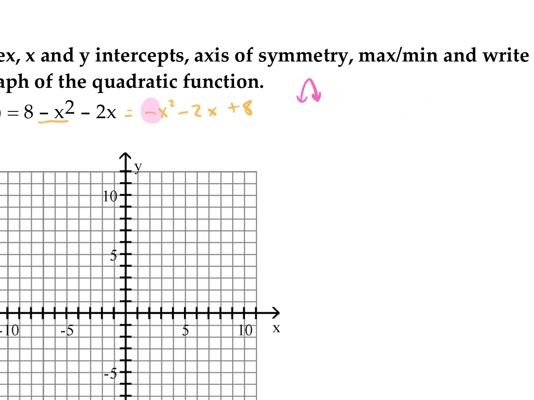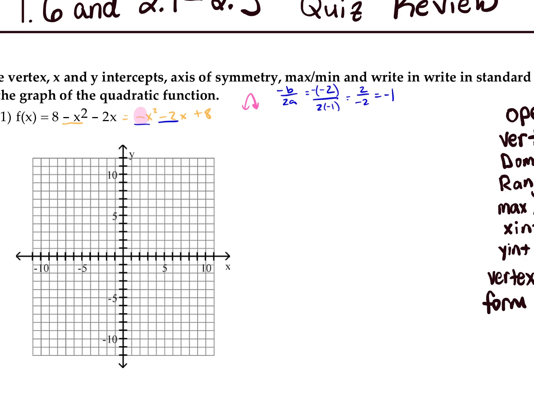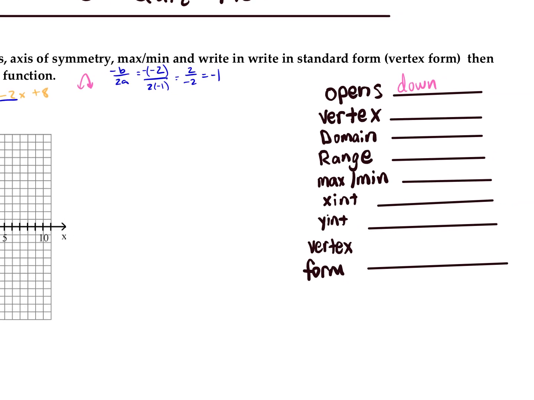Next, we want to find our vertex. We find our vertex with our little formula, negative b over 2a. So b would be negative 2. So negative negative 2 over 2 times a, which is negative 1. So this would be positive 2 over negative 2, which is negative 1. So the first number in our vertex, the x, or we could say the h, is negative 1.